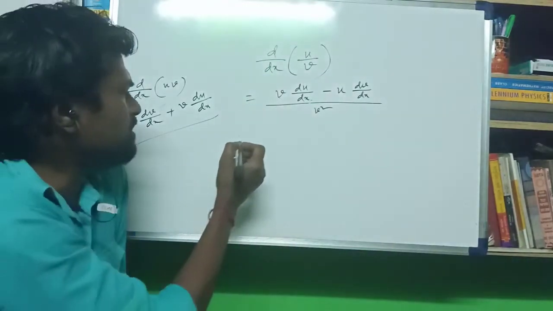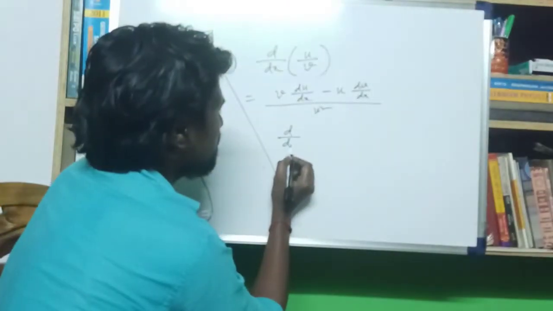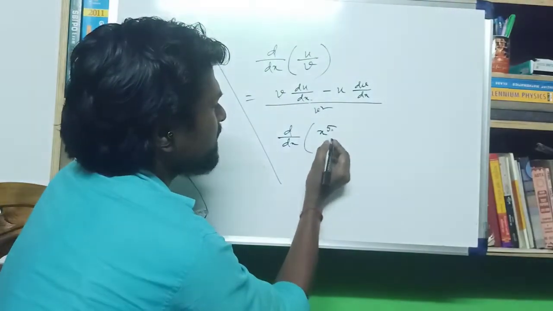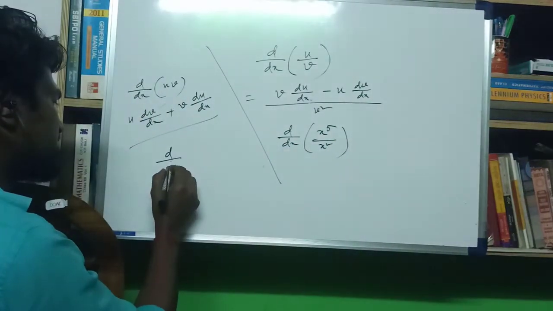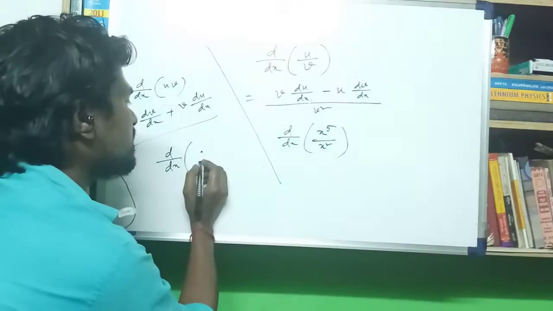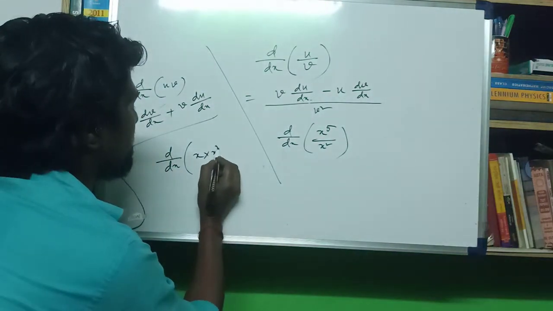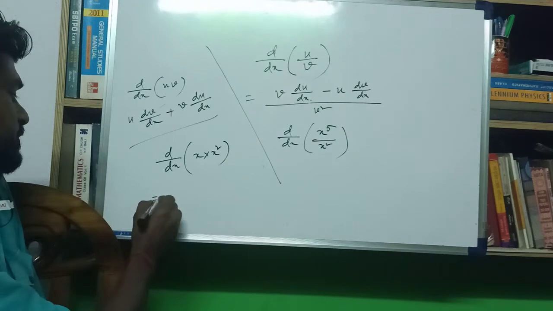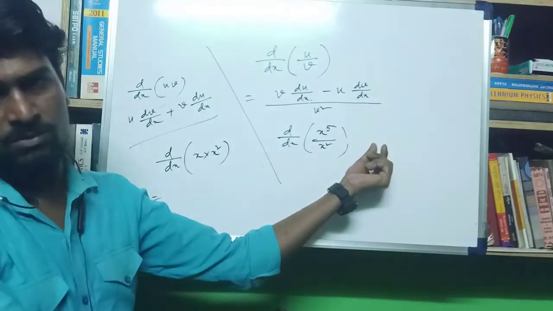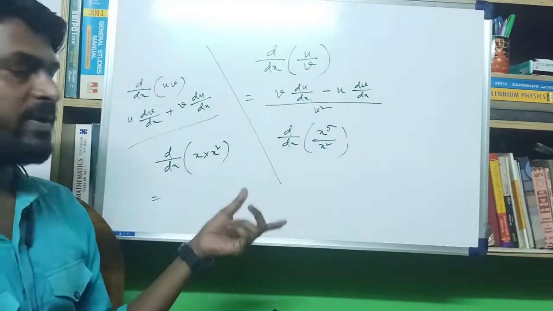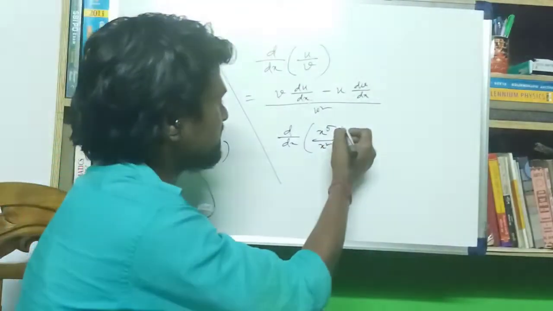So suppose there are two numericals, d/dx of x to the power of 5 by x square, or d/dx of x into x square. So x to the power of 5 by x square means x cube, or x into x square means also x cube. So the results will be the same. Then let's check the result.